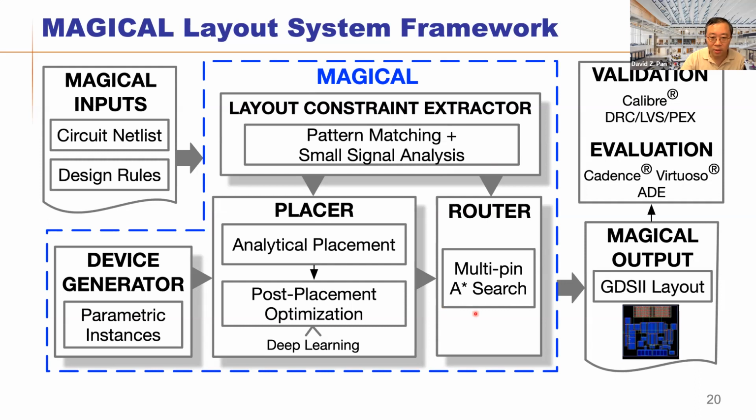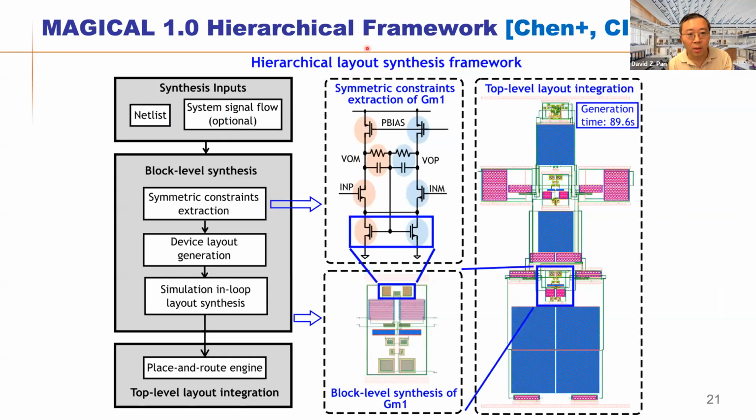And meanwhile, with a router, we can actually build a complete system to do analog layout. So our framework can handle not just block level synthesis. Let's say you have a pretty complicated design, like an analog-to-digital converter, ADC. Typically it has several components, and then you have a top level circuit. So we can do block level synthesis, and once we finish block level, we can then also do top level layout generation.